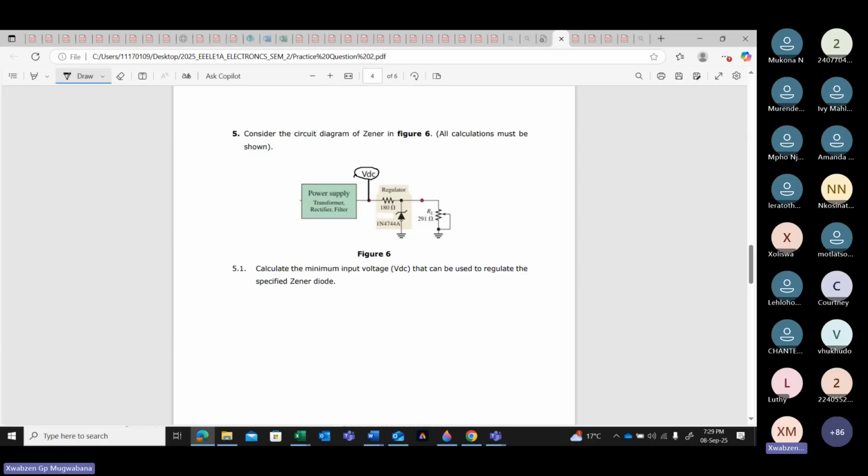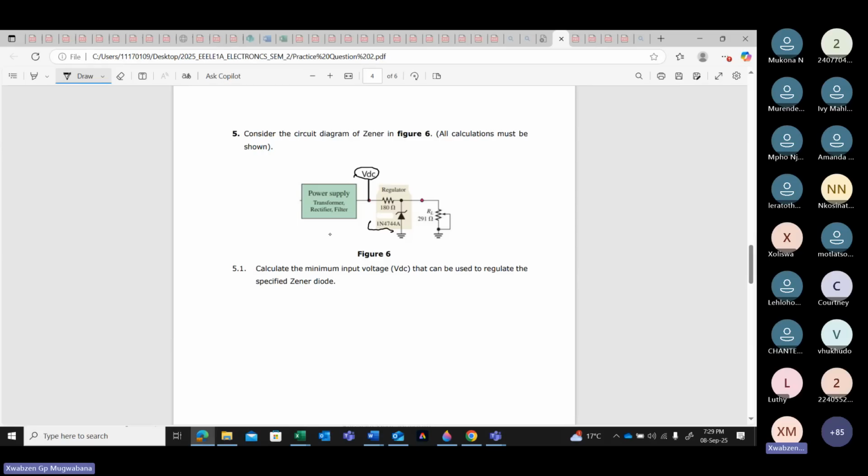In the regulator, I find the Zener connected in this way, and in parallel with this, I find my resistor. I'm familiar with this one. VDC, I don't know what it is, but I'm told it's a regulator, which means this circuit is regulating here. Now, what is the question? 5.1 says calculate the minimum input voltage that can be used to regulate this specified Zener diode. What do I need? Minimum input, which means I must find the minimum input voltage.